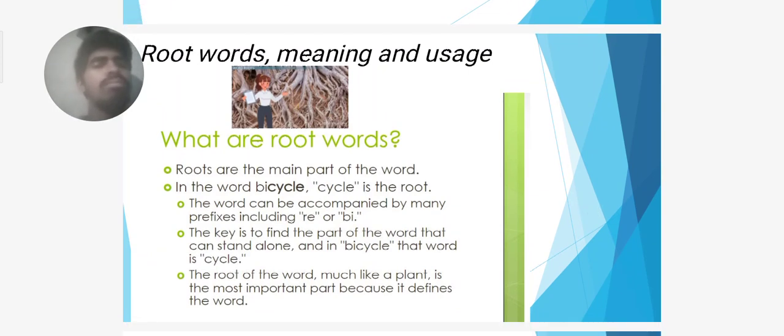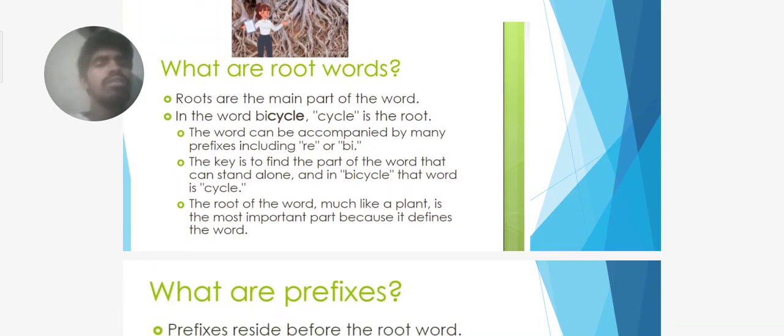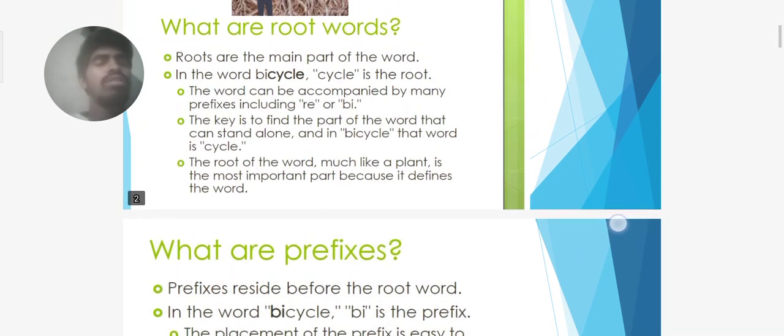Roots are the main parts of the word. In the word bicycle, cycle is a root. The word can be accompanied by many prefixes, including re or bi. The key is to find the part of the word that can stand alone, and in bicycle that word is cycle. The root word, much like a plant's root, is the most important part because it defines the word. So this is about the root word.